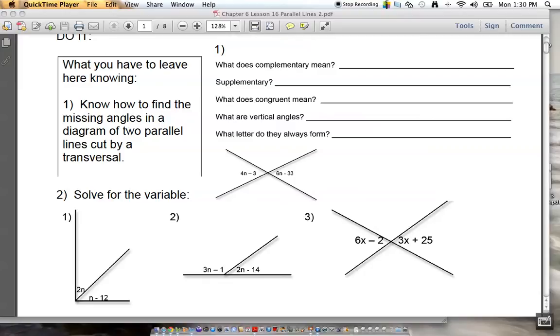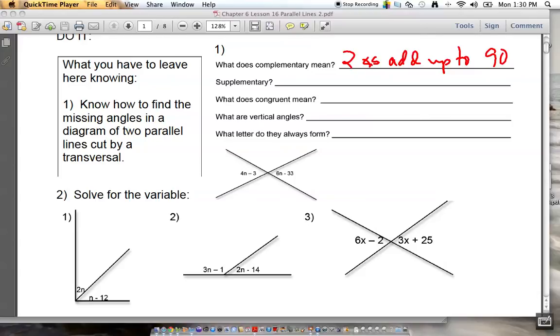Now let's take all of that knowledge and run it one step forward to today's do it. Here are some definitions that if you don't know them, you need to write these down, okay? Complementary means two angles that add up to 90.